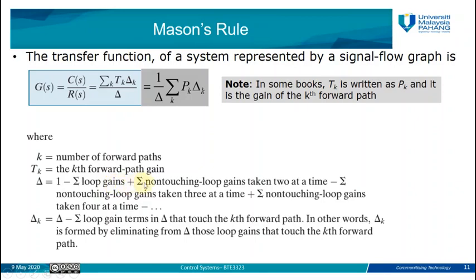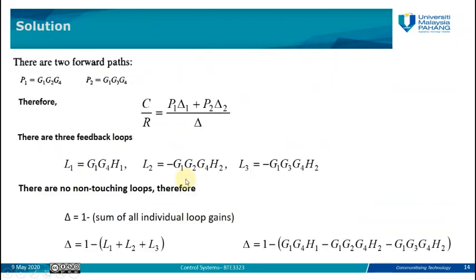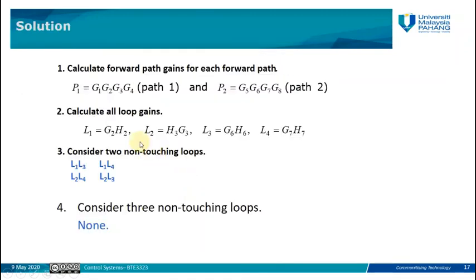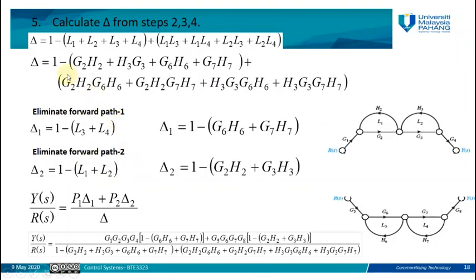Then plus the summation of non-touching loop gains taking 2 at a time. This will be the second term of our delta in our example here. So we can see in the example, this represents the value of delta. Delta is equal to 1 minus the summation of loop gains plus the summation of loop gains considering two non-touching loops at a time. So we have L1L3, L1L4, L2L3, L2L4.